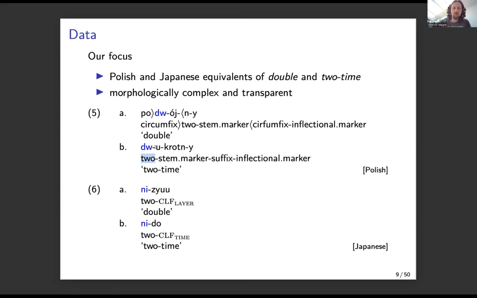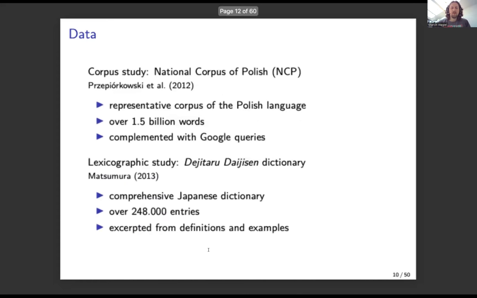A different strategy is employed by Japanese. In 6, what we see in niju and nido is that we have the numeral root, which is followed by a different classifier. So ju would be a classifier for layers. So the whole thing would be two-time.